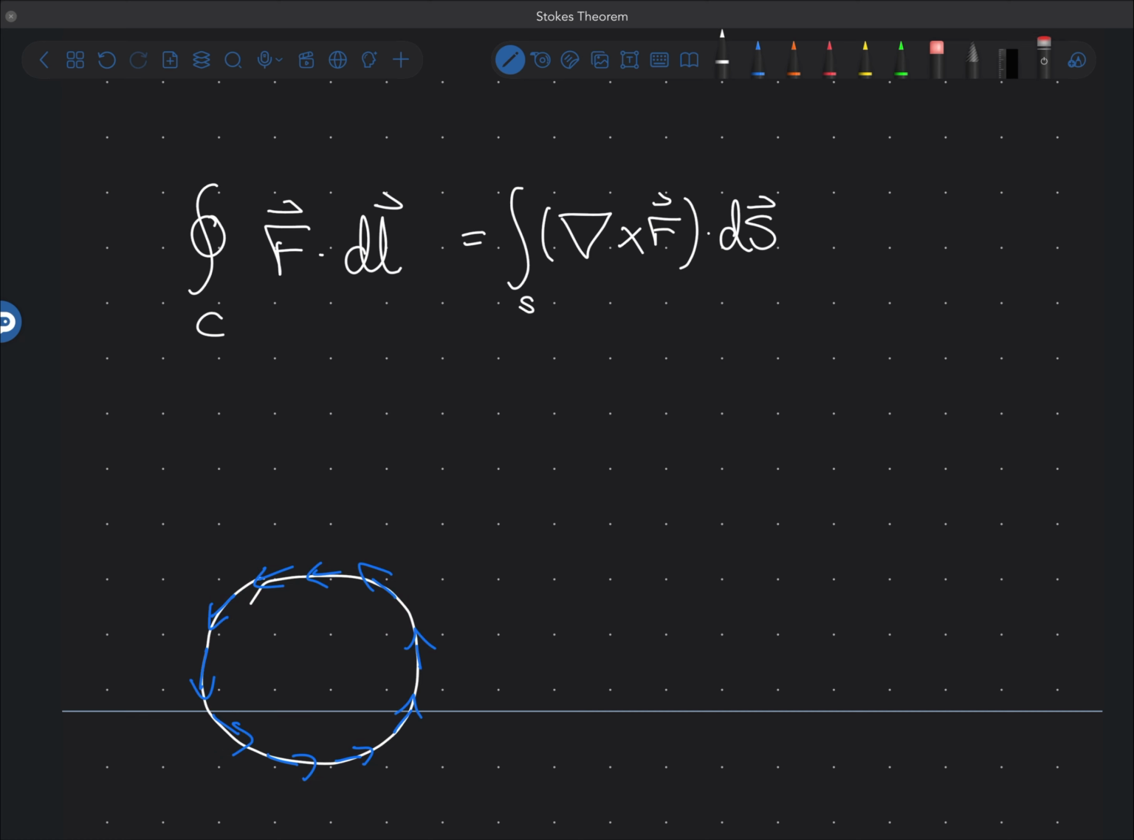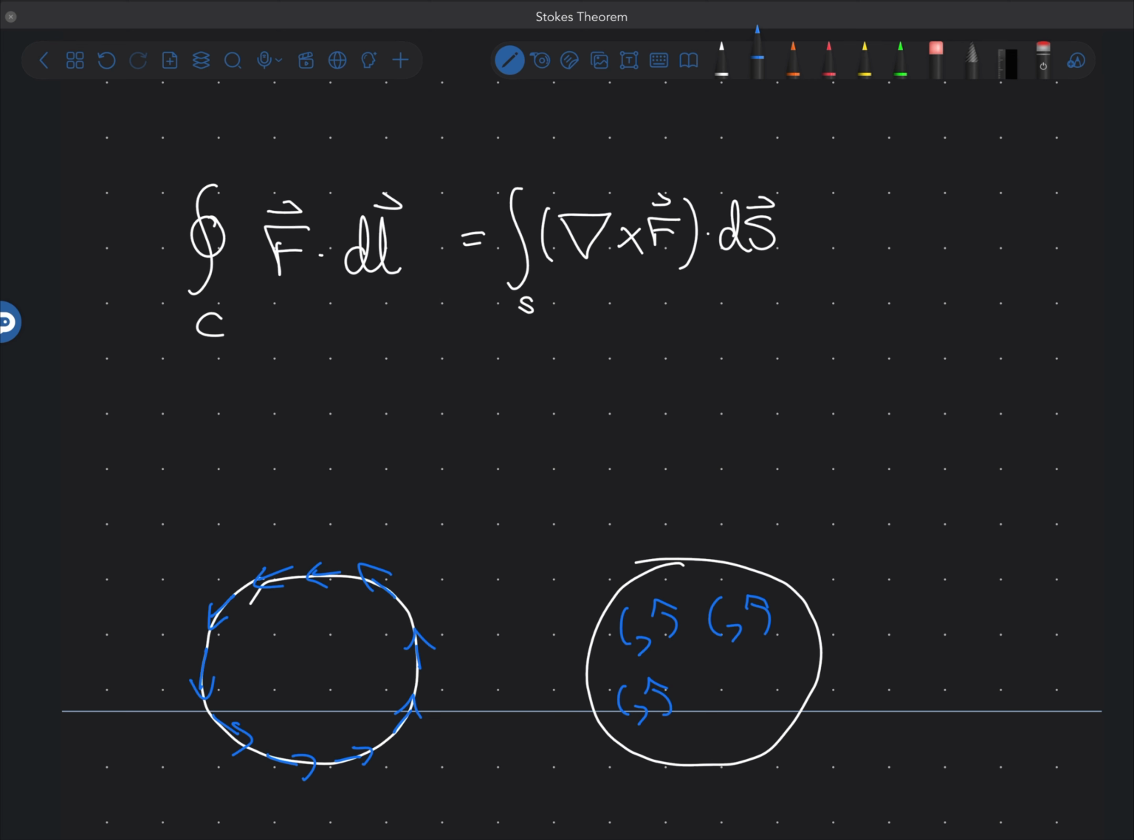Now, how is this? First, we have to understand what curl is even talking about. So curl is defined as the amount of vector field rotation happening over an infinitesimally small area. Curl is the amount of vector field rotation happening within this entire surface that's closed within the loop.